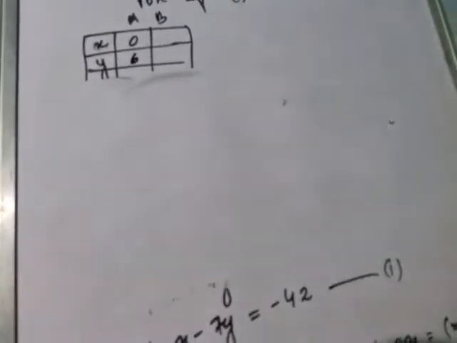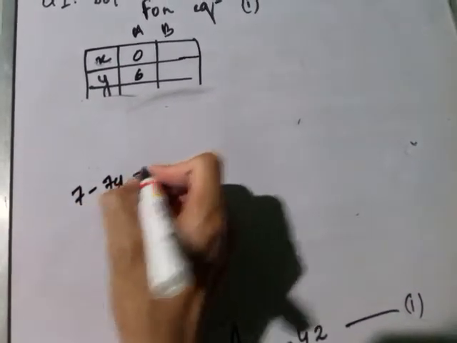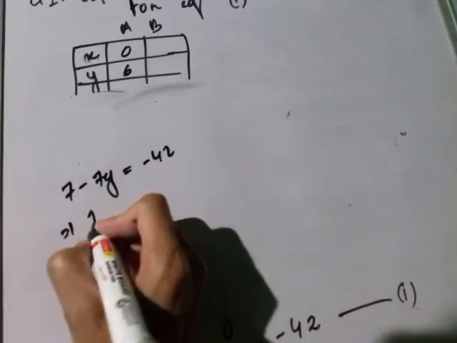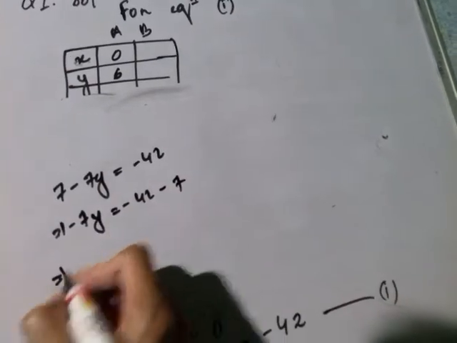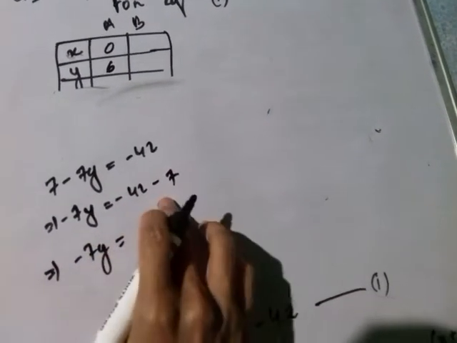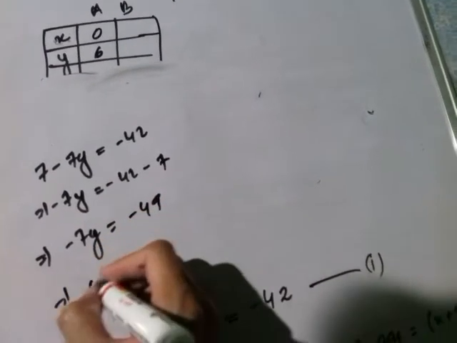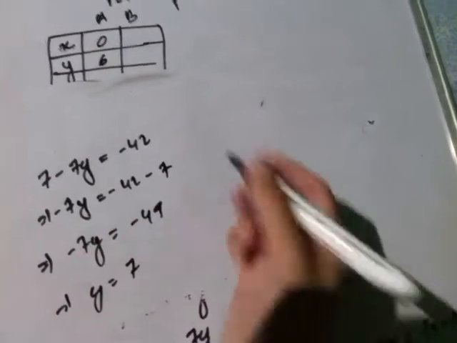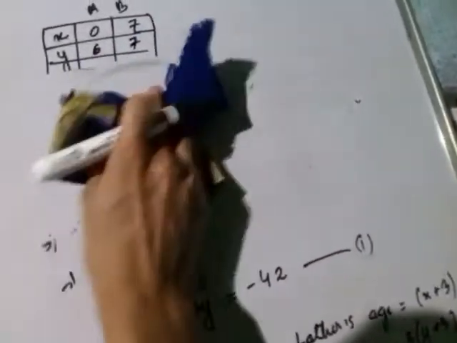Now if you put x as 7, that means 7 minus 7y equals minus 42. Now you see, minus 7y equals minus 42 minus 7. How much will it be here? Minus 7 minus 42, that means you will add. Minus minus plus, that means it will be minus 49. y equals 7. 7 sevens are 49. So if you put x as 7, y also will be 7. So this is for equation 1.